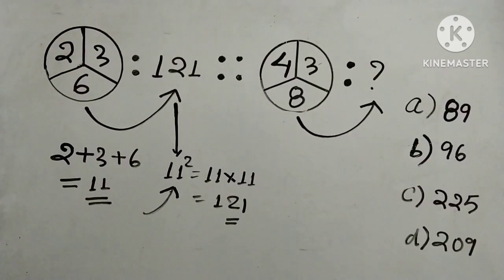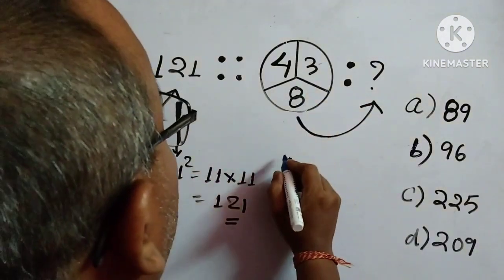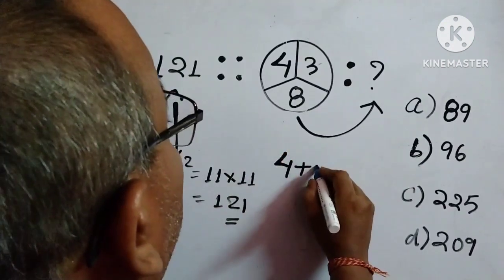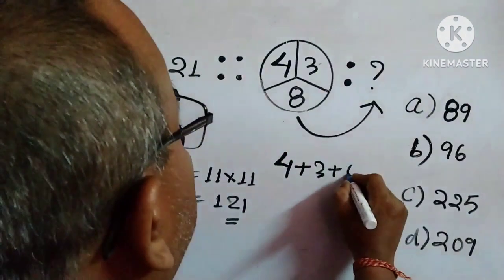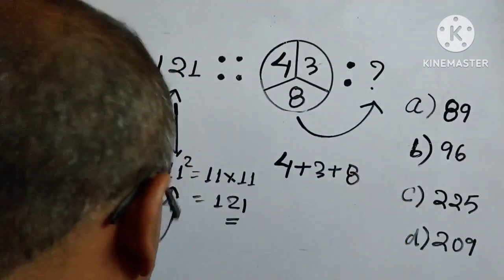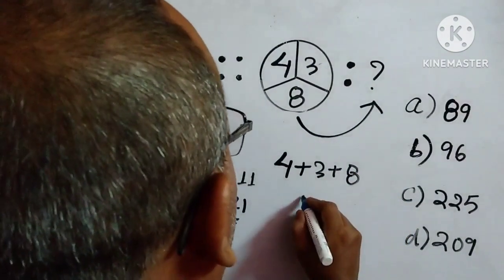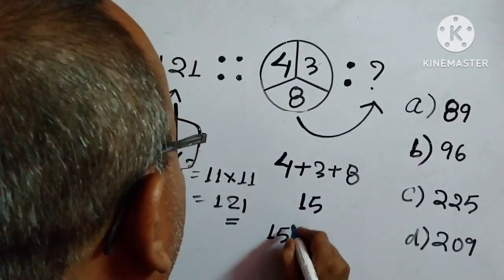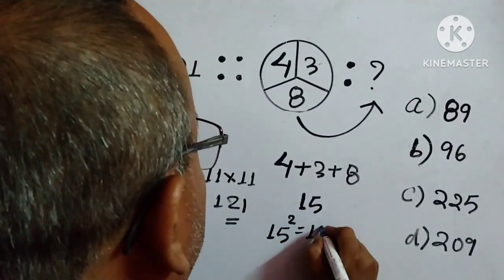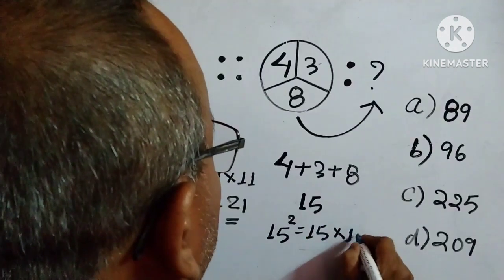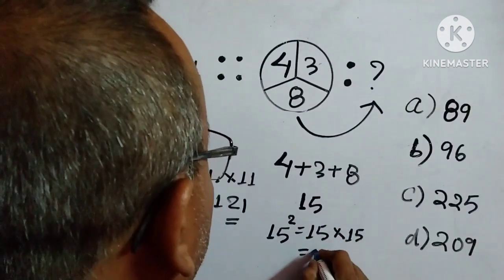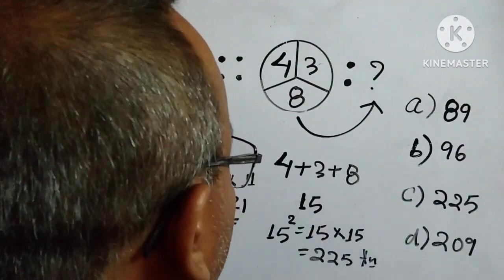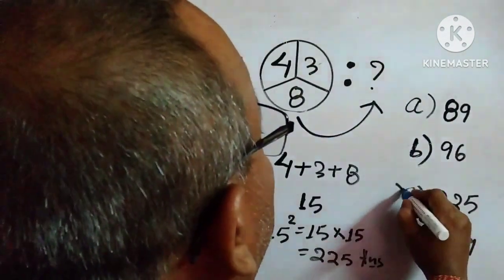So in this way, we have to try out here also. We will consider the three numbers. What are the three numbers? 4 plus 3 plus 8. Add it. So it comes to 15. So according to the pattern, we have to square it. So 15 into 15 is 225. So this is the answer. So answer is option C.